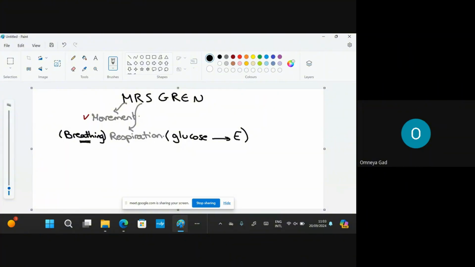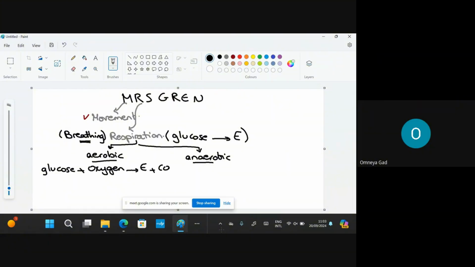Right. Respiration happens inside the cell, but there are two major types of respiration. One of them is called aerobic respiration, and the other type is called anaerobic respiration. Aerobic respiration is when the cell breaks down glucose in the presence of oxygen. For example, glucose plus oxygen inside the cell gives you energy and, as waste products, carbon dioxide and water in the form of vapor.